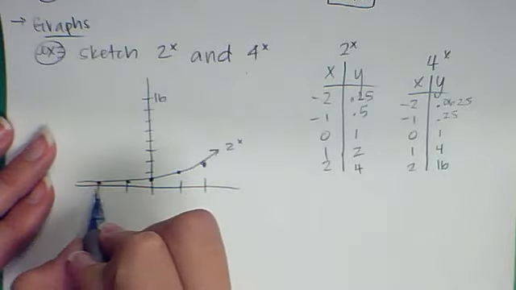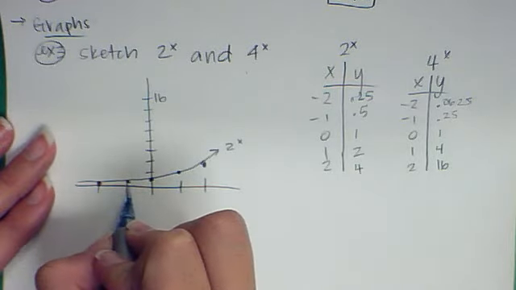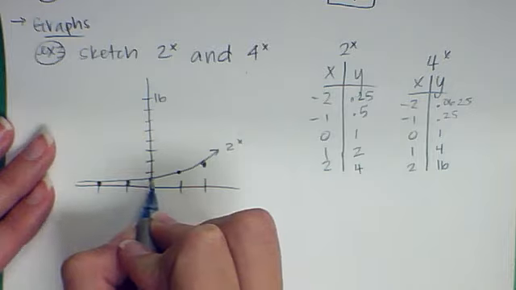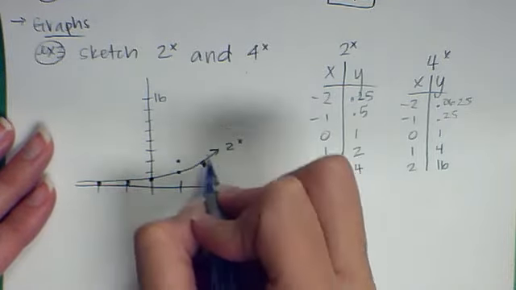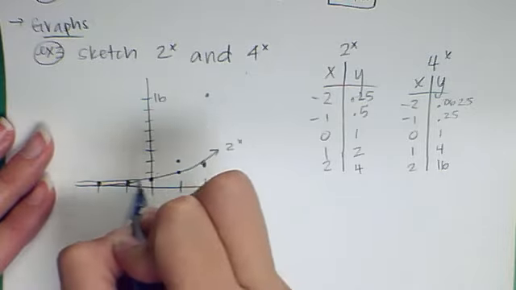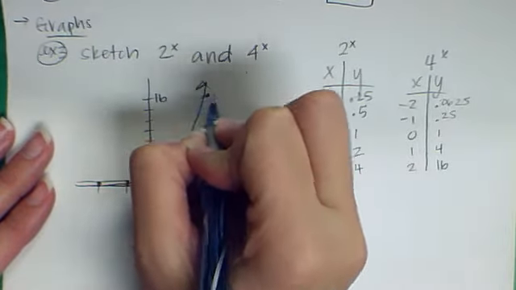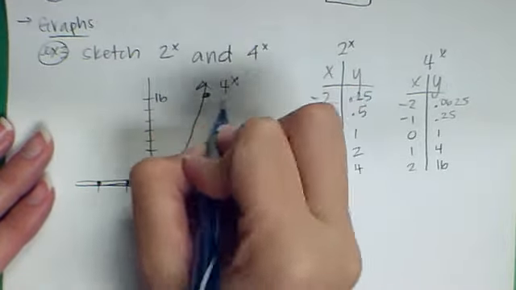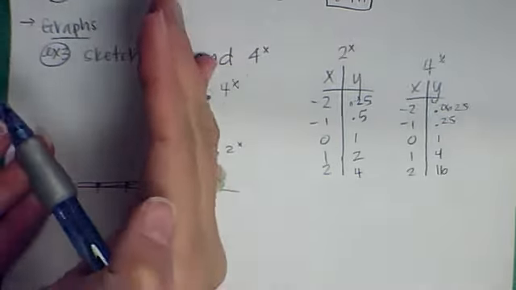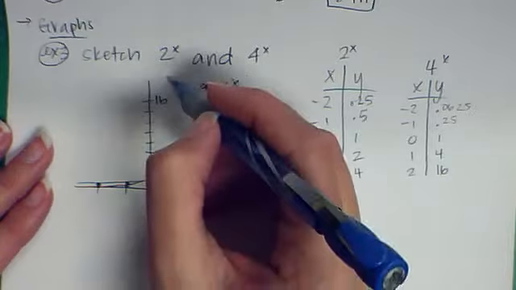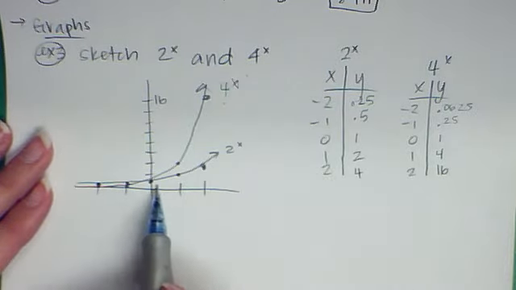If I do 4 to the x power, it's 0.065, 0.25, 1, 1, 4, and 2, 16. You'll notice that this one goes up significantly at a faster pace because our base is higher. Think about this. If your base was 8, it'd be even closer to the y-axis here, something like this. If it was like a half, it'd be something like this.